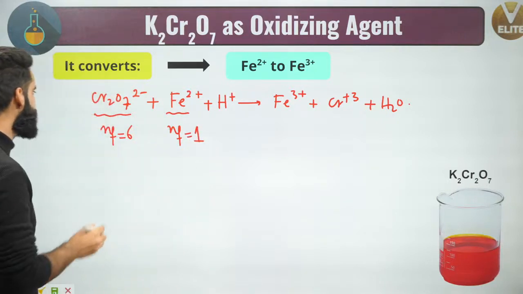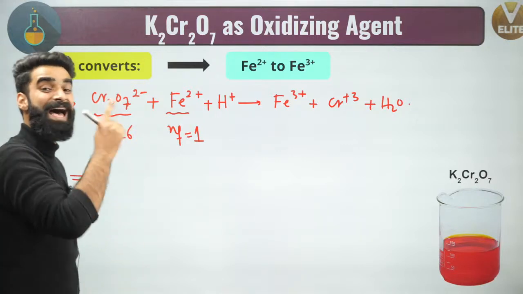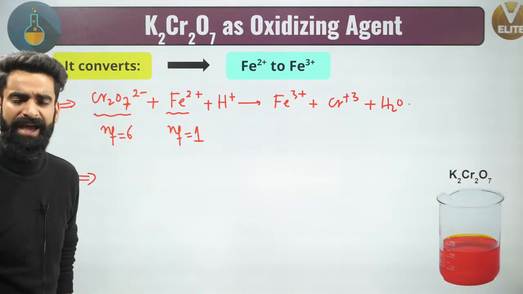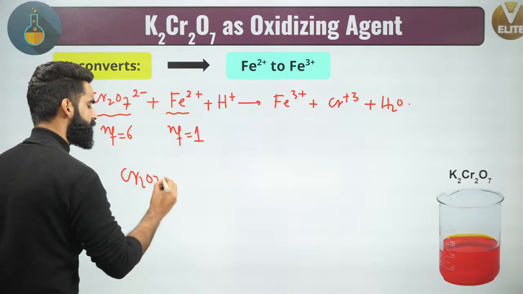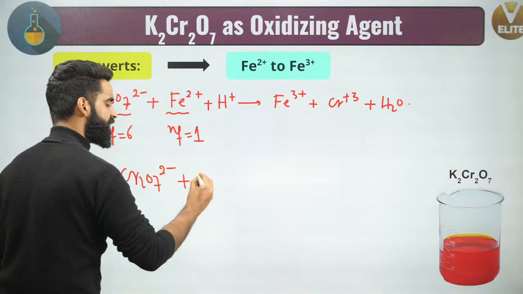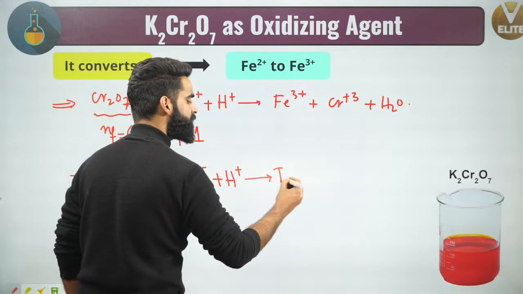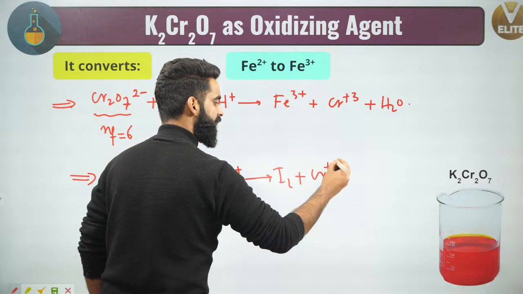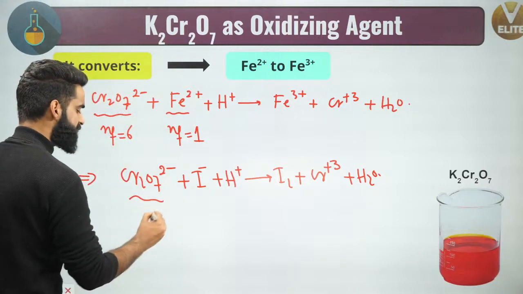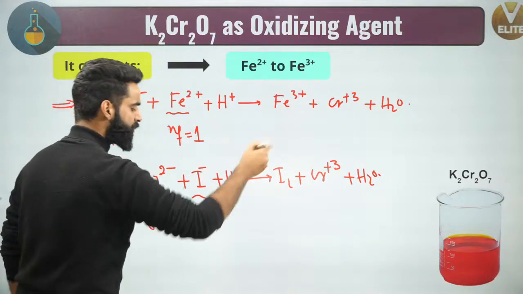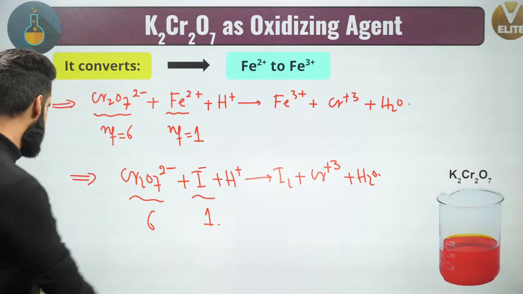And at the same time, people, we know Cr2O7 2- converts I- to I2. So I can write the reaction right here only. Cr2O7 2- converts I- in acidic medium to I2, and itself gets converted to Cr3+. And with this, I'll be writing some water as well. N factor of this is 6. N factor of this will be -1 to 0. That means its N factor is 1. Done. Very simple.